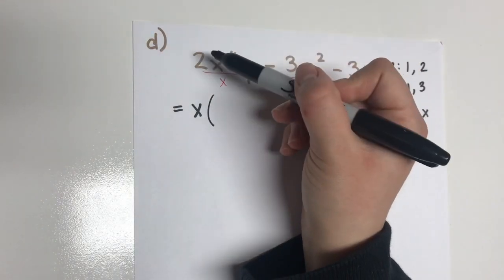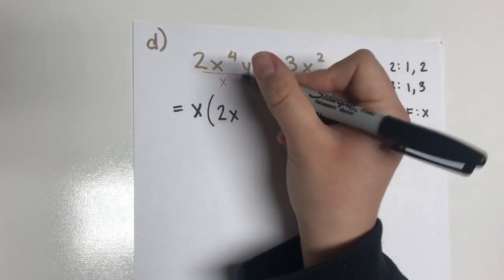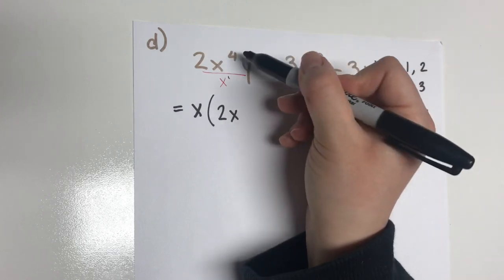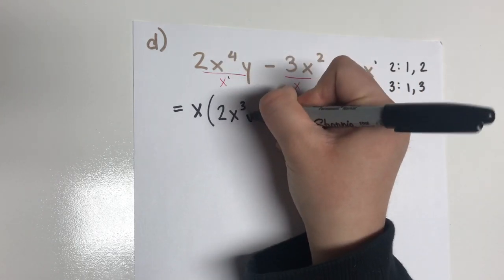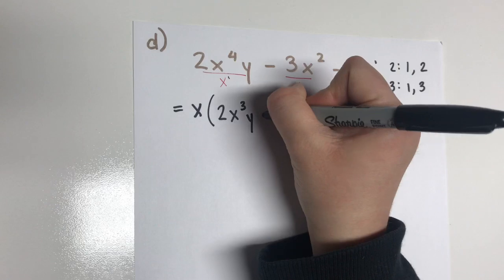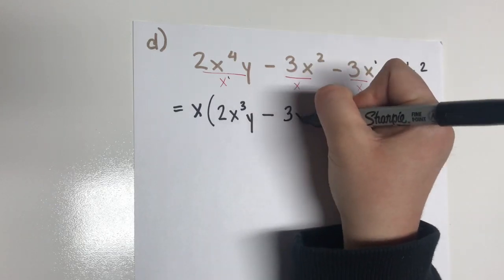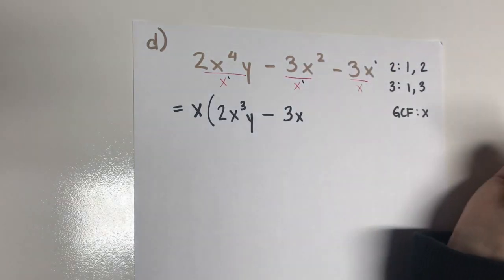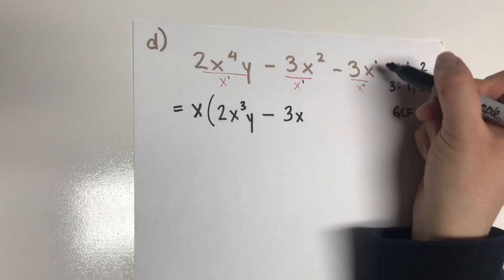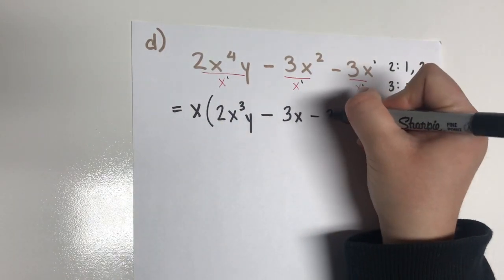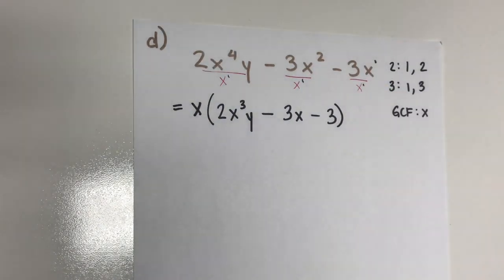And I'm left with 2x. When I subtract the exponents, I get 3y minus, subtract the exponents, 3x. And subtract the exponents and I get 0, so just minus 3. And that's the final answer.